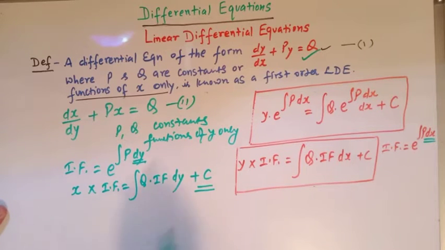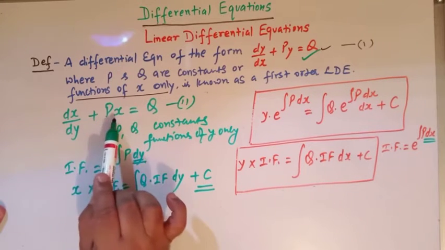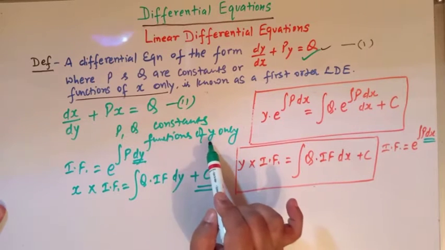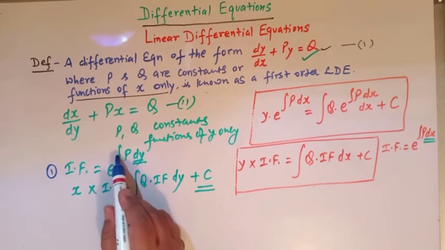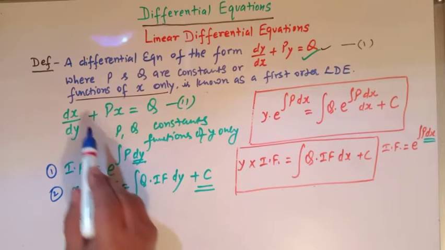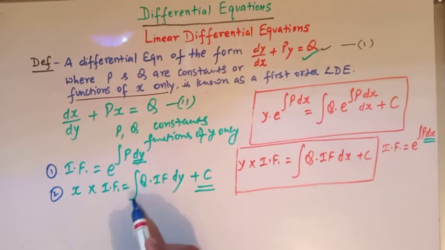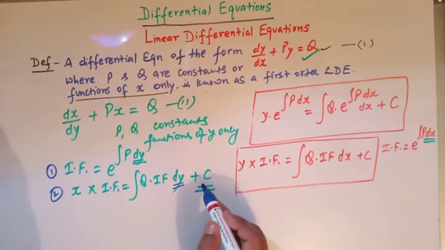Clear? So when we have a linear differential equation of this type, that is dx over dy plus px equal to q, where p and q are constants or functions of y only, then the integrating factor will be given by e raised to the integral of p with respect to y, and the solution of this differential equation is x times the integrating factor is equal to the integral of q times the integrating factor with respect to y plus c. C is the constant of integration.